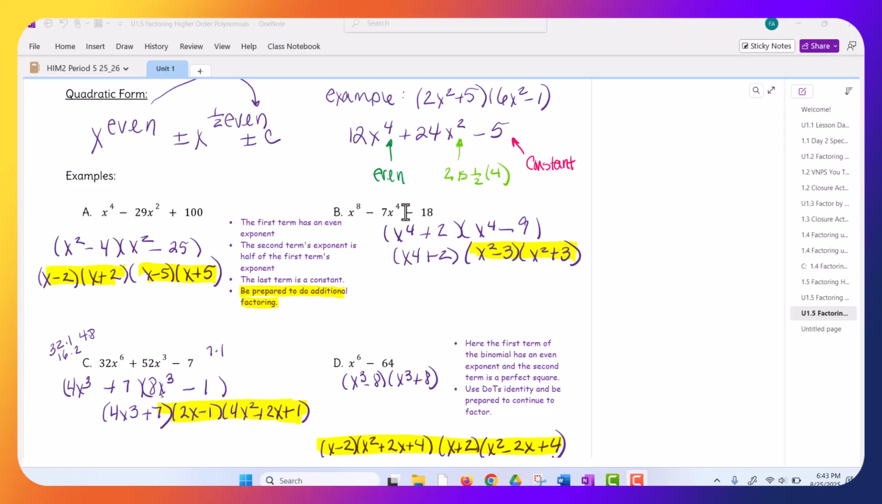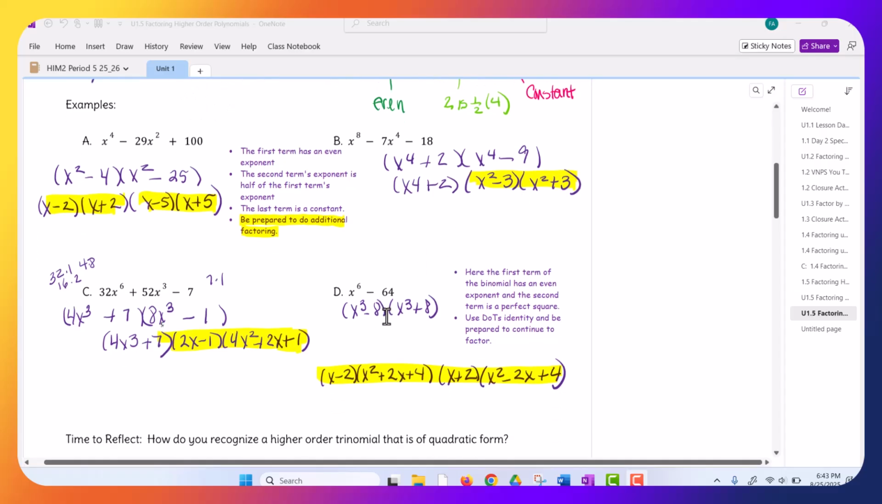that trinomial. Here again, we have that same quadratic form, even, half of that leading exponent, constant. We'll take x to the 8th as x to the 4th, x to the 4th, and factors of 18 that would add to 7 would be minus 9 and plus 2. Now this first one here, we're not going to do anything else with. 2 is prime and the plus sign means that it's prime. But this difference of two perfect squares, we can factor some more. We can take the x to the 4th and make it x squared, and take the 9 and have a 3 and a 3. One has a plus and one has a minus.